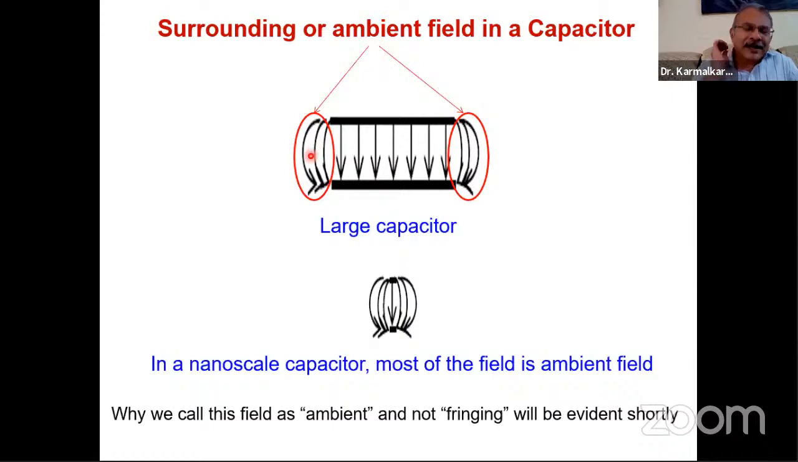How many of you have seen a field picture shown for a capacitor where the fringing field is also shown? There are two types of pictures. One picture shows only these vertical lines, and another picture shows vertical as well as the fringing field. How many of you have seen a picture which shows the fringing field also? Anyone?